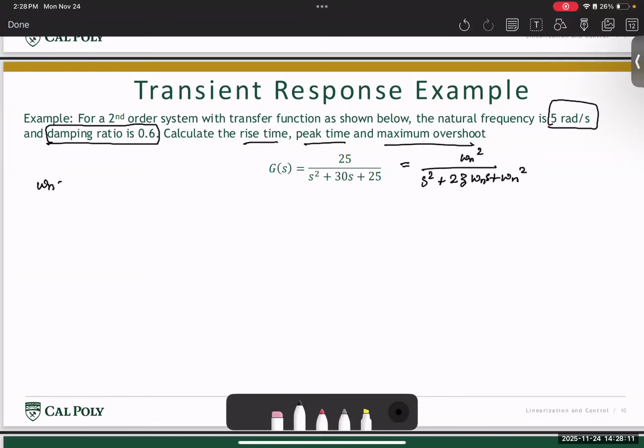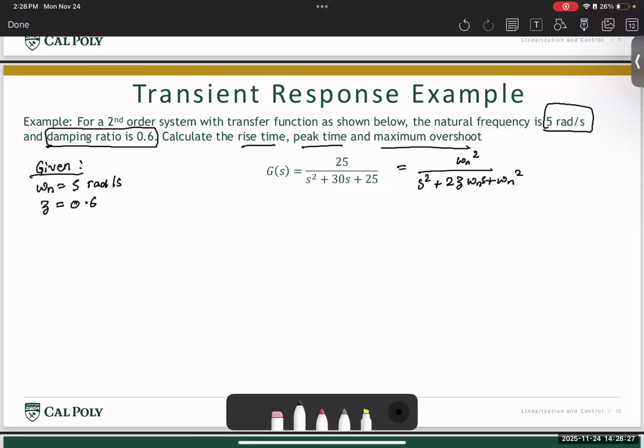So these two are given in our problem. Plugging these two values into the standard form of the second order transfer function, we obtain this transfer function as shown here on the screen. Now we are expected to find what the rise time is, peak time is, and the maximum overshoot. Before we go ahead to find that, let's first find out what the values of sigma and omega d are.